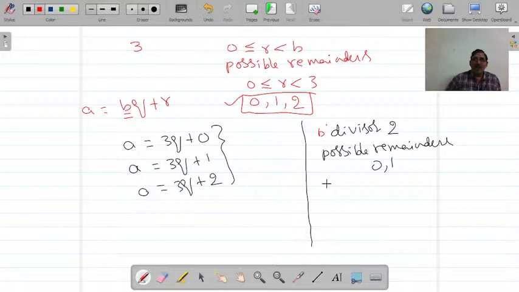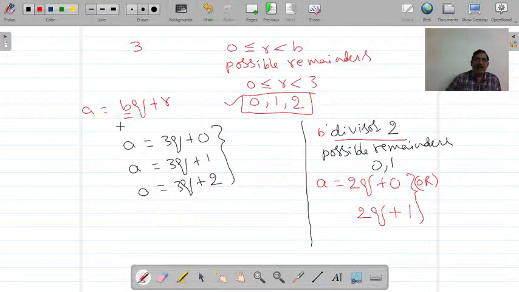A can be of the form 2Q plus 0, or it can be in the form of 2Q plus 1. There are two forms for this. When divisor is 2, you get two possibilities, 2Q plus 0, 2Q plus 1. When B is equal to 3, you have 3 possible remainders. Okay. I hope all of you understood this. Once again I explain if you want, just observe it carefully.